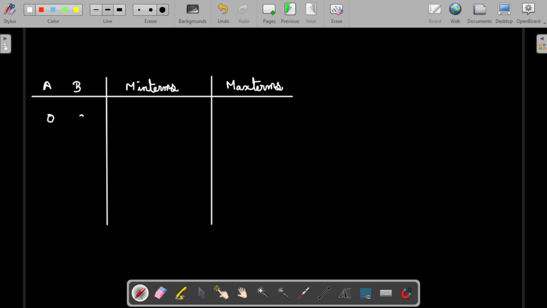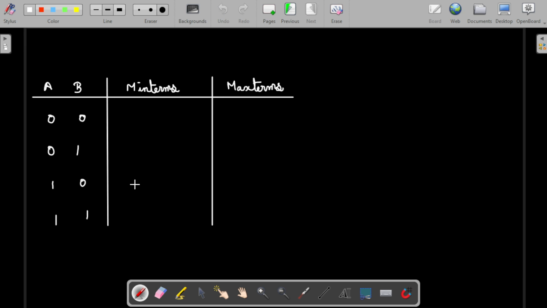So it is 0, 0, 0, 1, 1, 0, 1, 1. Okay, so we know that it is 2. A minterm has all its outputs as ones. So then what we have to do is make this 0 as 1, so we can represent this as A bar, B bar.